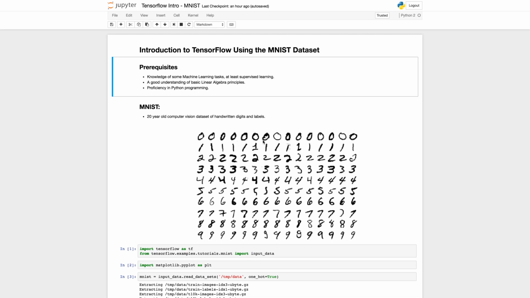digits. Before we begin, I want to go over some of the prerequisites that I think are necessary to be able to successfully follow this tutorial and fully understand what I'm going to talk about. The first thing that I think is necessary is to have some knowledge of primary or basic machine learning tasks. If you know what supervised learning is, then I think you should be good to go.